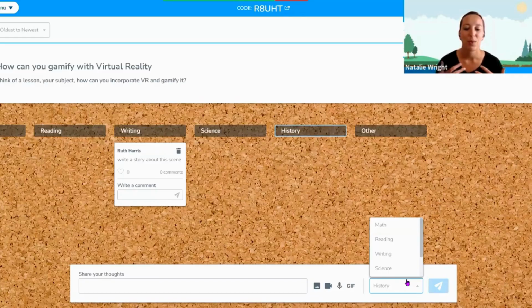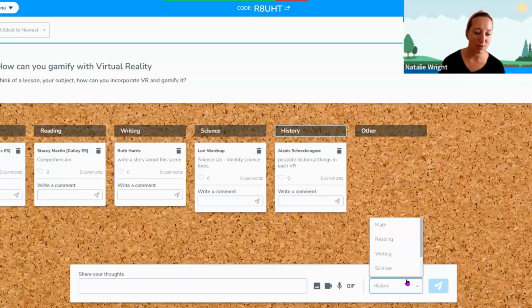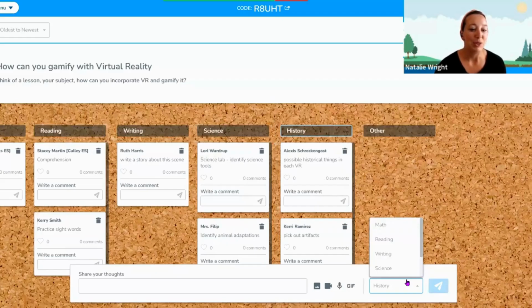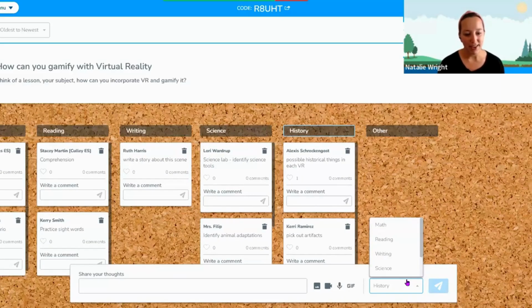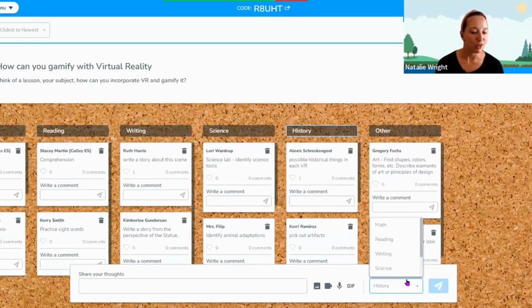And then what ideas can you see? Maybe someone else has a really great idea. Okay, we have write a story about this scene. I love it. So you're practicing a lot of writing. Very good descriptive words and like what is happening? Let your students come up with that. Comprehension, practicing sight words. Ooh, can you find a sight word in a picture? Can you use a sight word to describe something in the picture?